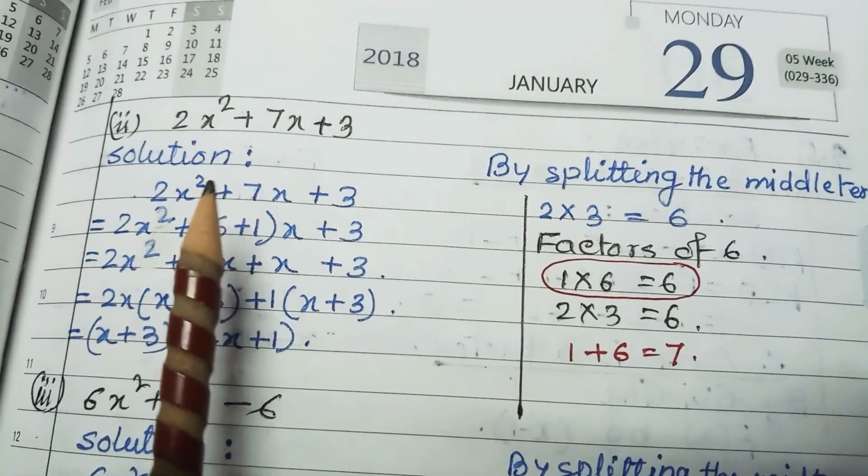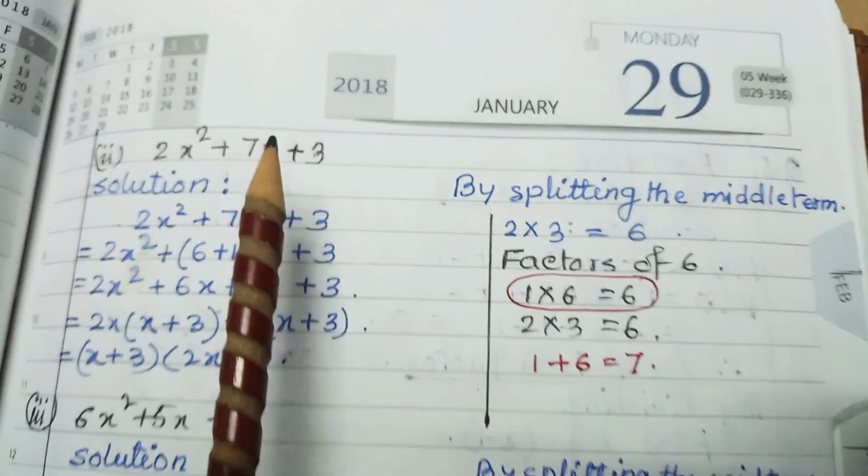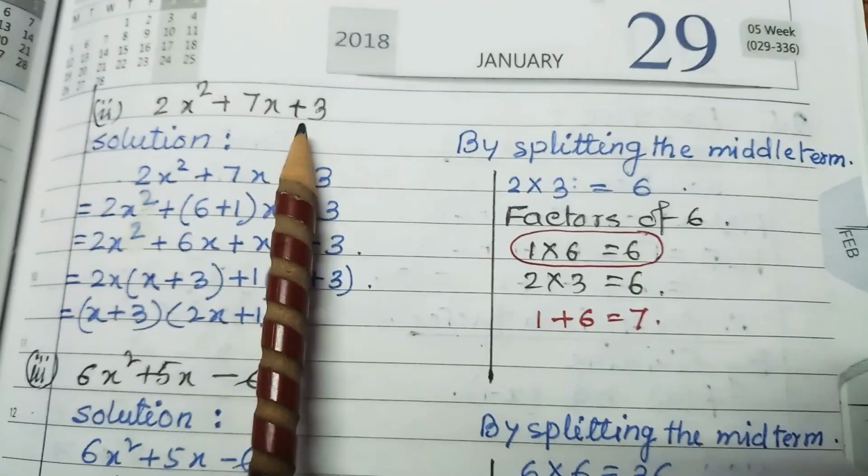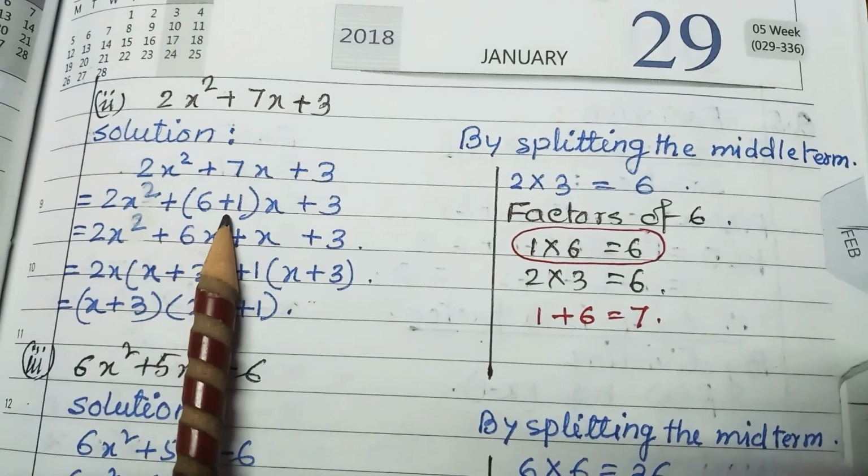Next question is 2x square plus 7x plus 3. Again multiply 2 into 3, 6, and 6 into 1, 6 ones are 6, 6 plus 1 is 7.